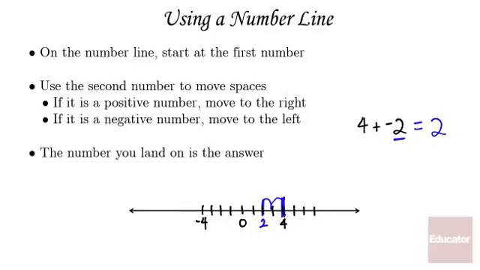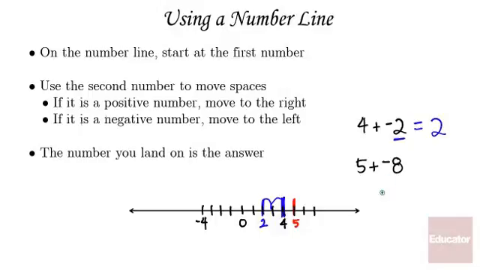If I have, let's say, 5 plus -8. Again, I'm going to start off at 5. Here's 5 right here. I start right here. And I'm going to move 8 spaces to the left because it's negative. So negative is going to make me go left. If this was a positive, I would move 8 spaces to the right.